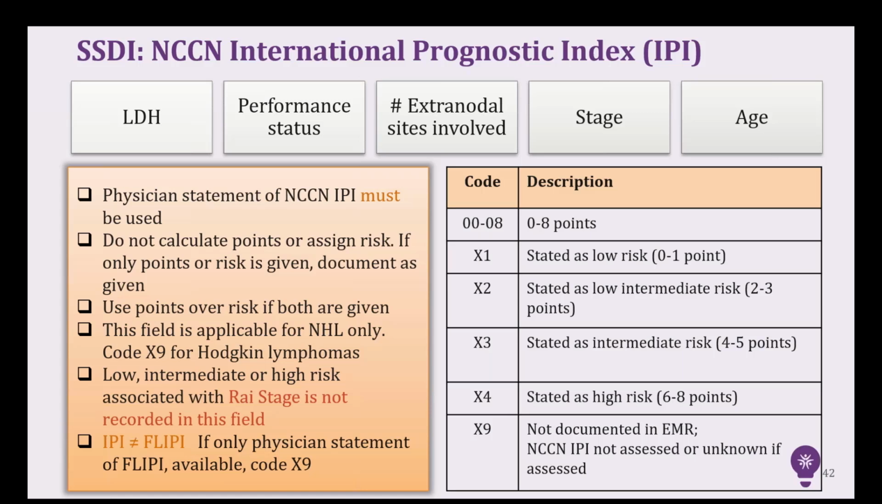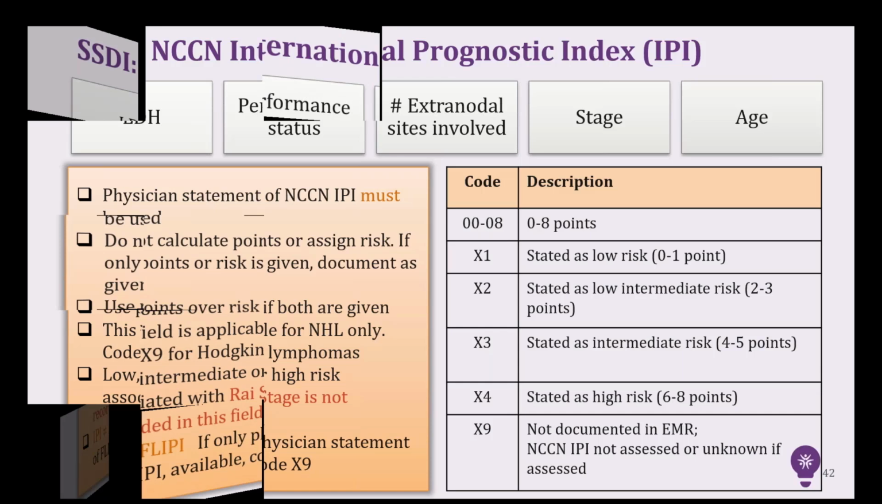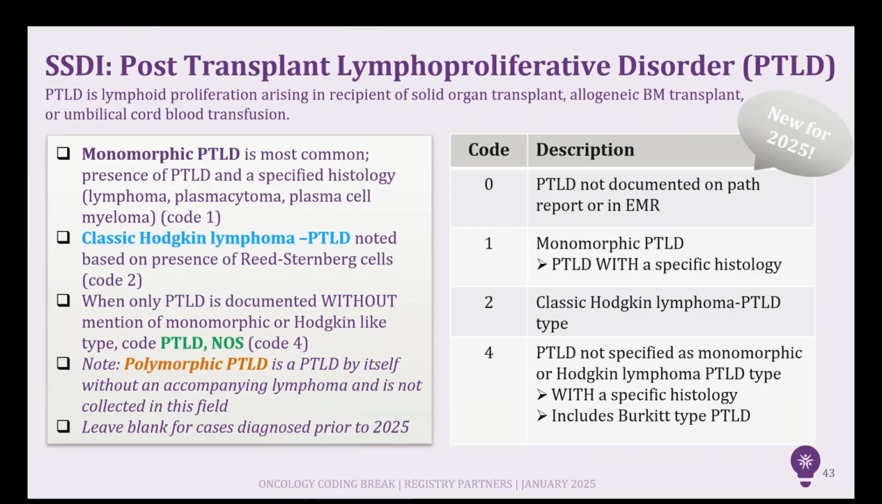The next one is new for cases diagnosed 2025 and forward. This new one is called post-transplant lymphoproliferative disorder, PTLD, and it's a type of lymphoid proliferation that occurs in patients who've received a solid organ transplant, allogeneic bone marrow transplant, or umbilical cord blood transfusion. It's related to the immunosuppressive treatment that they receive afterwards to prevent organ rejection.